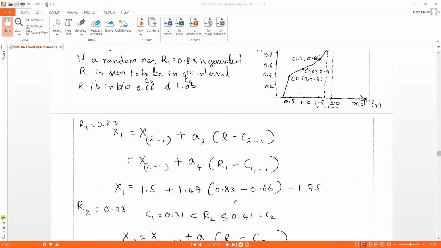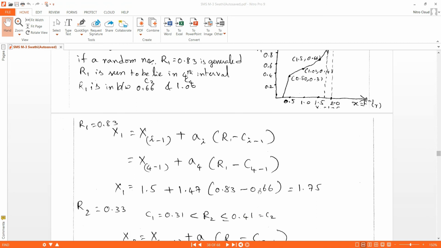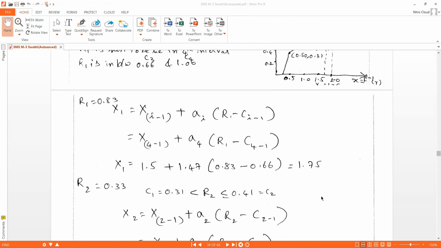Into R1. R1 is given in the problem, that is 0.83. We'll substitute 0.83 minus C(4 minus 1), which means C3. What is the C3 value? C3 value is 0.66. So we'll substitute 0.66 here. If we calculate this value, we will get x1 is equal to 1.75.